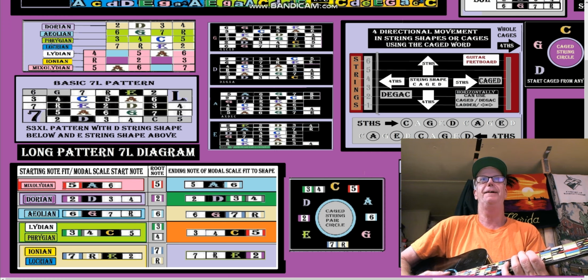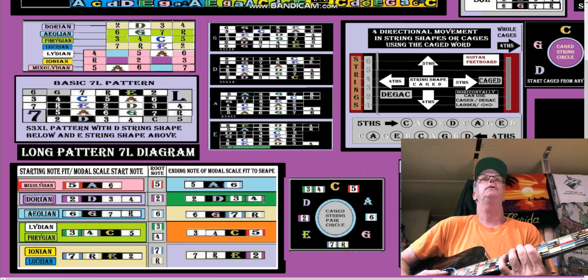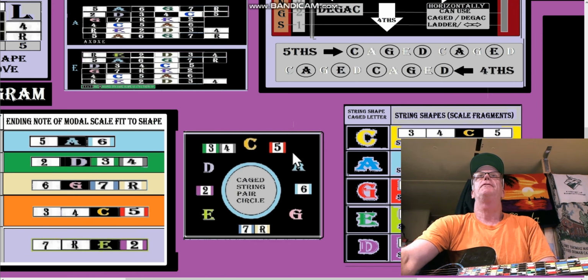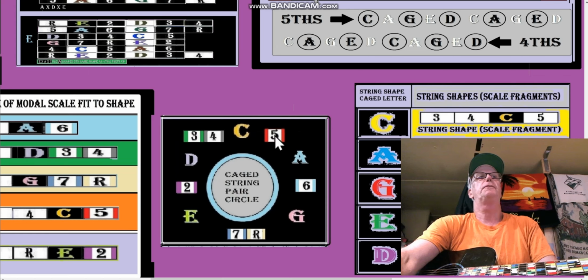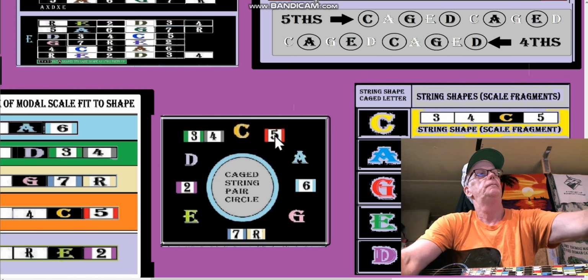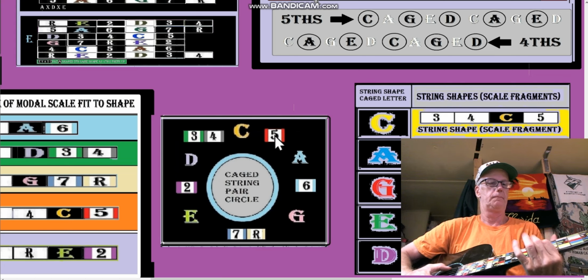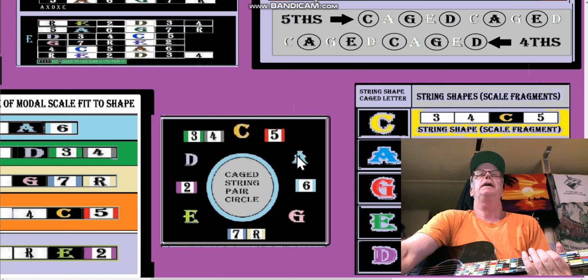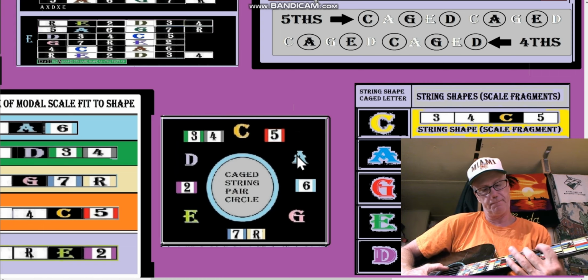Okay, we're back. So let's say we're looking at the Mixolydian, so you can see that 5 there is our starting point for the Mixolydian. Okay, and we're going to go around the circle there. Do whatever we have to do. We're going to go C to A. We could go C to A shape there.